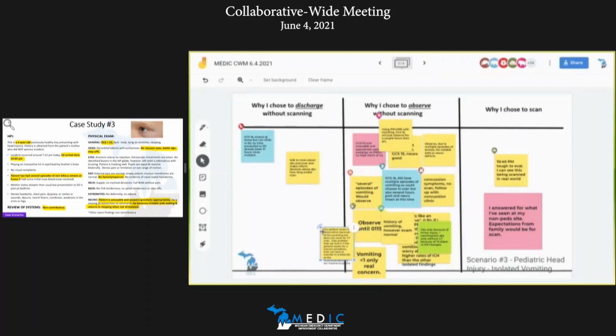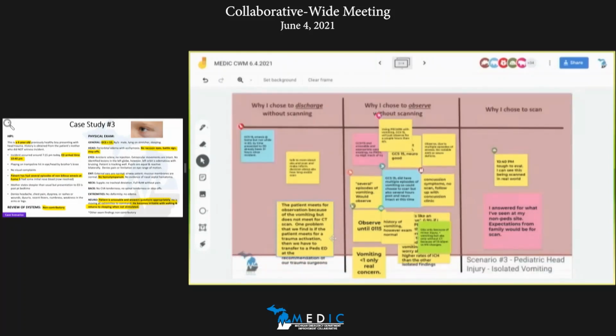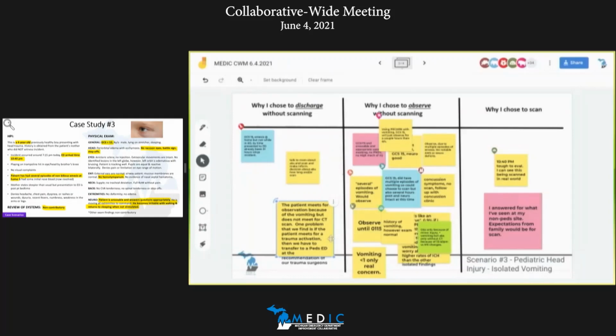That yellow sticky is so small, Andy, I can't read it. If you could just comment on it. I moved this one out of this; it's actually an observed one, but I just wanted to make it big enough to read. So that was interesting. This patient meets observation because of vomiting, but does not meet CT scan. One problem we find is that if the patient meets criteria for a trauma activation, then we have to transfer to a PEDS ED at the recommendation of the trauma surgeons.